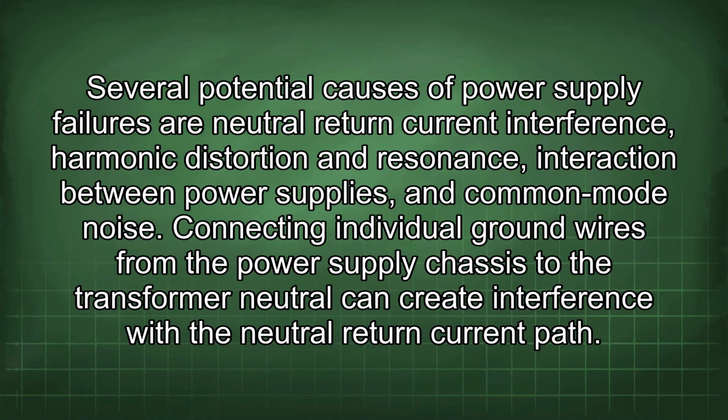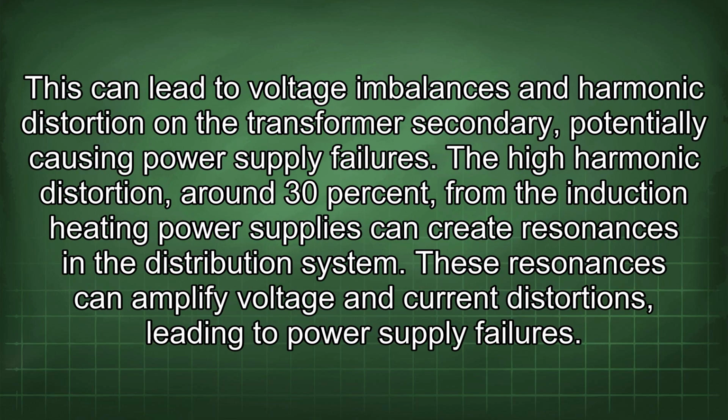Several potential causes of power supply failures are neutral return current interference, harmonic distortion and resonance, interaction between power supplies, and common mode noise. Connecting individual ground wires from the power supply chassis to the transformer neutral can create interference with the neutral return current path. This can lead to voltage imbalances and harmonic distortion on the transformer secondary, potentially causing power supply failures.